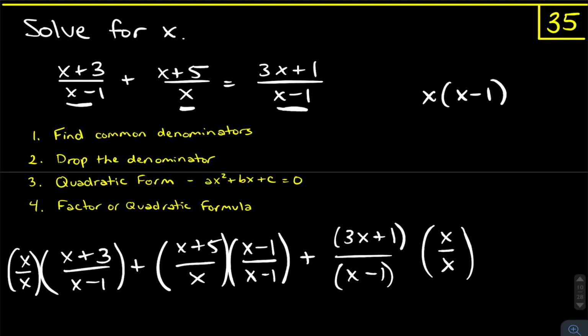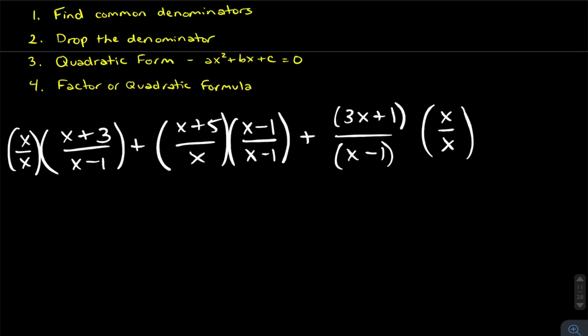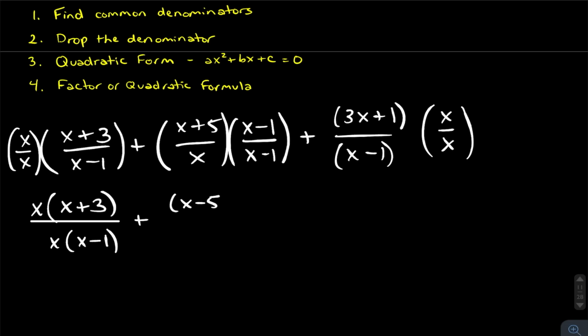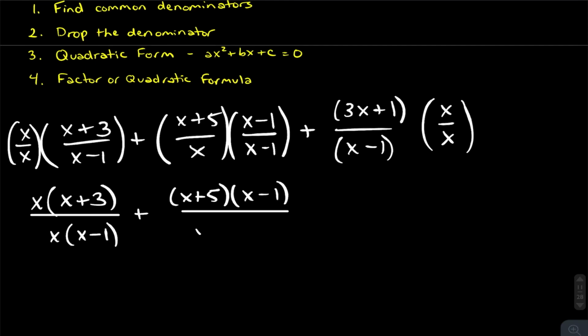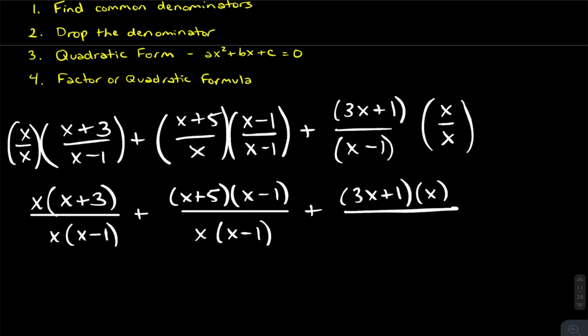Okay? So let's actually show what this is. So you get x times (x plus 3) over x times (x minus 1), right? Just writing this a little neater: (x minus 5)(x plus 5)(x minus 1) over x times (x minus 1). Then you get (3x plus 1) times x all over (x minus 1).